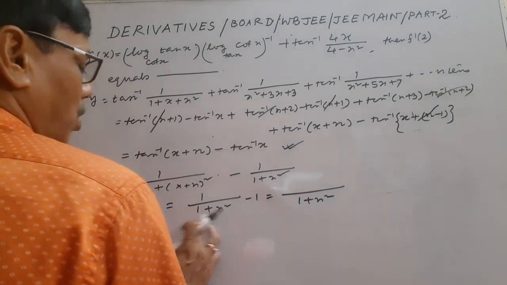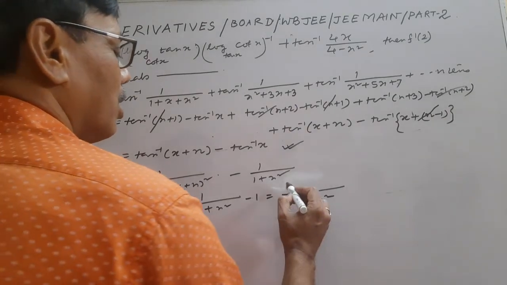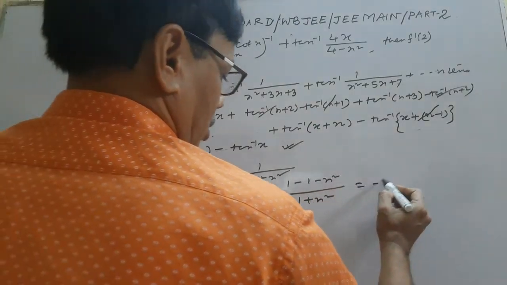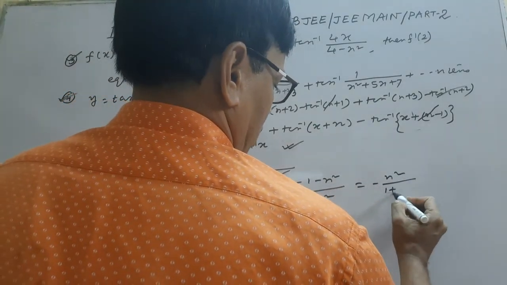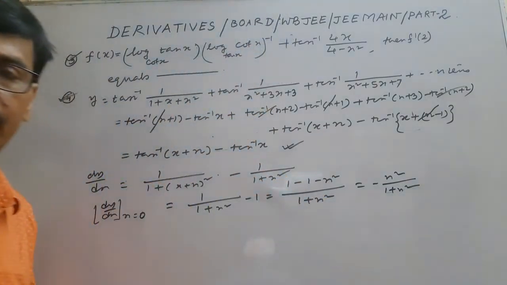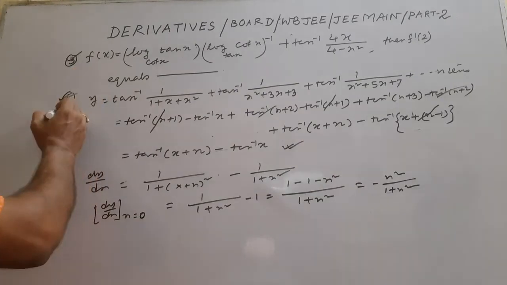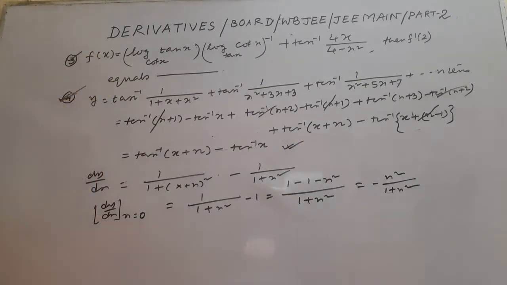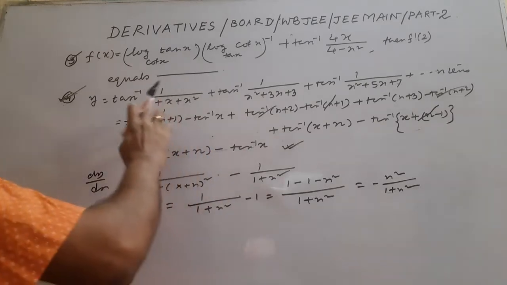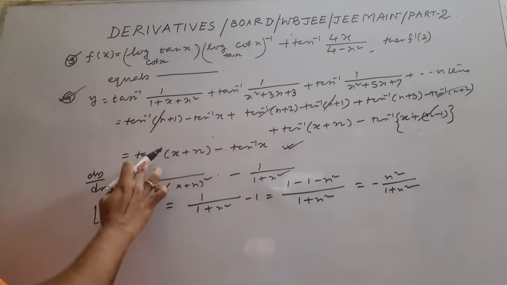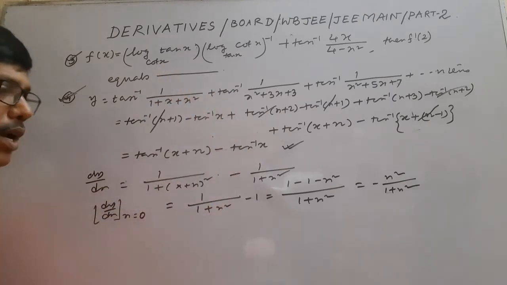So 1 plus n square, taking the LCM, 1 minus 1 minus n square. So it is minus n square by 1 plus n square. So this is actually a problem of inverse circular function. y equals to this. So T1, T2, Tn, all terms will be cancelled out. We are left with two terms.